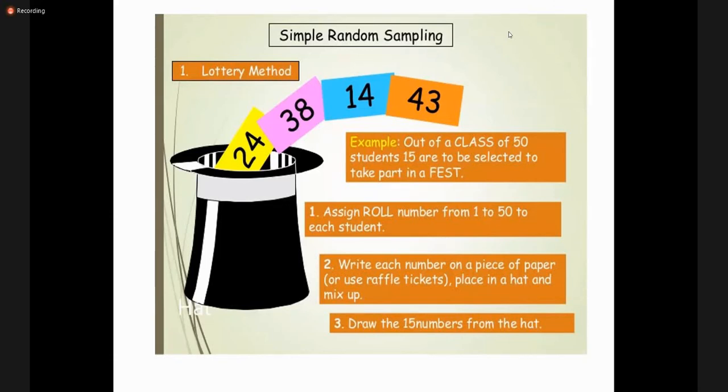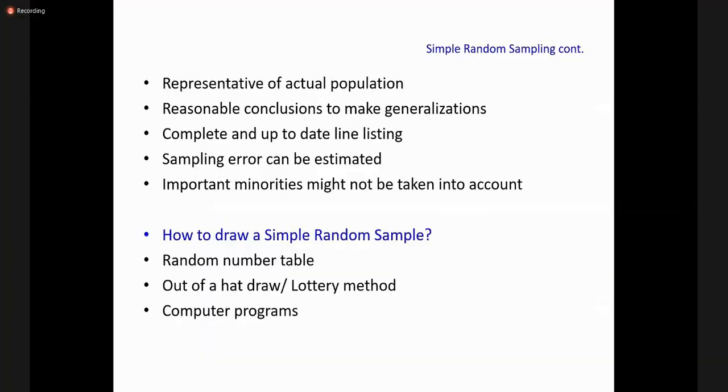If in a class you have 50 students, 1 to 50, and you have to select only 20 in your sample, what you will do, you will write each roll number on a slip and you will make a hat draw. That's a lottery method. So you will just put all those in a box or in a hat, you will shake it, and you will take out randomly any 20, and those 20 will make your random sample. So this is the same technique we use in the simple random method, whether we use the hat draw lottery method or whether we use the computer method.